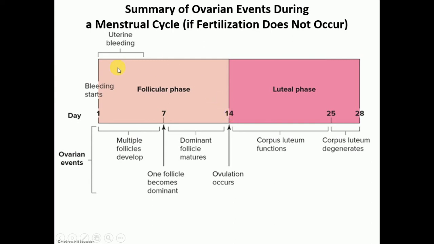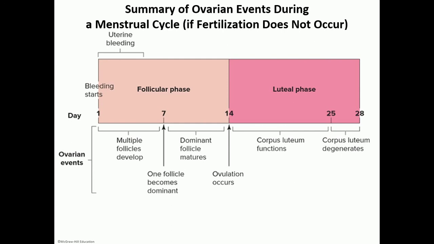So what really happens during this follicular phase? Well, first off, we have the first 5 to 7 days of that phase. That's where uterine bleeding happens. That's when menstruation is occurring. So day 1 of the cycle is when bleeding starts. Then we have, on average, 5 to 7 days of menstruation. And this is also when the ovaries are preparing for the next cycle.